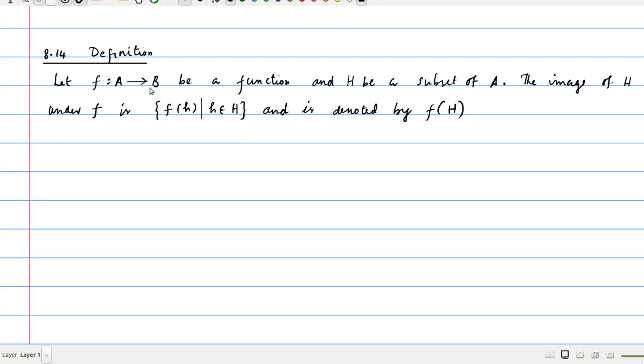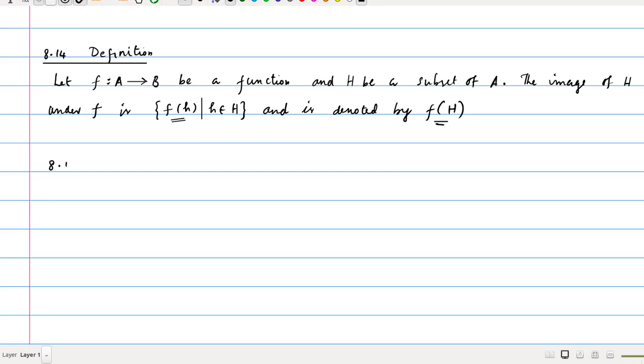Next we have a definition. Let f from A to B be a function and H be a subgroup of A. Now you define the image of H under f, denoted by f of H. So f of H consists of all f of h for h belonging to H. That means this is the image set. You might have heard about this definition earlier, so please remember this one.